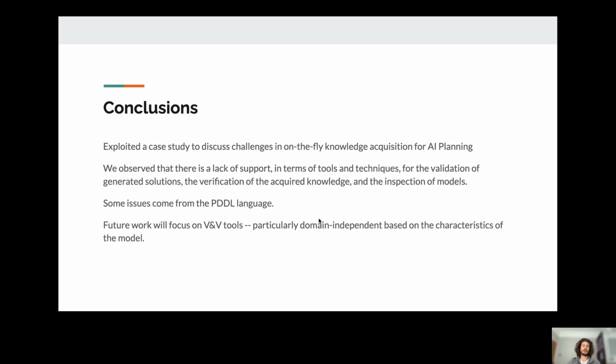With regards to future work, what we would like to do is, of course, focus on verification and validation, with particular attention given to domain-independent techniques, which are based on the characteristics of a model, so that they can be fruitful also for the rest of the community.